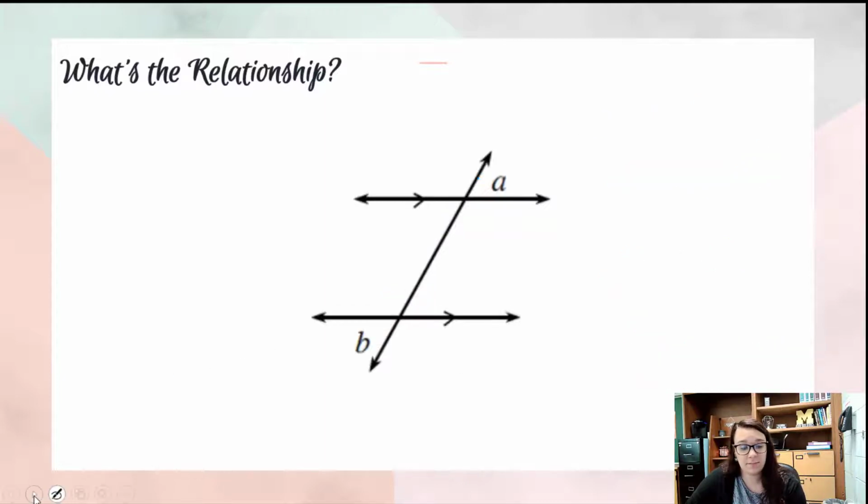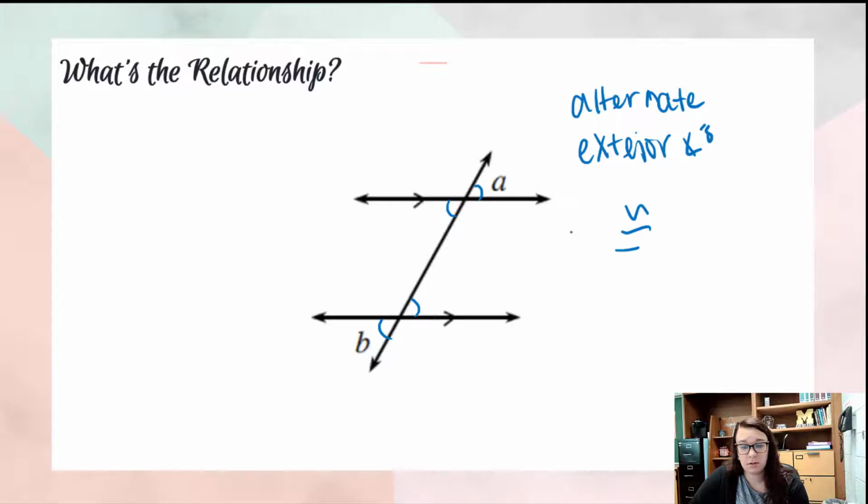Let's look at our next set. A and B, and this time are on the outside of the road, so they are exterior, and they are on opposite sides of the transversal, so they are alternate exterior angles. If I mark up my diagram, I can tell that they are congruent. I know I'm moving a little bit fast, but remember you can go back and rewatch this whenever you need.